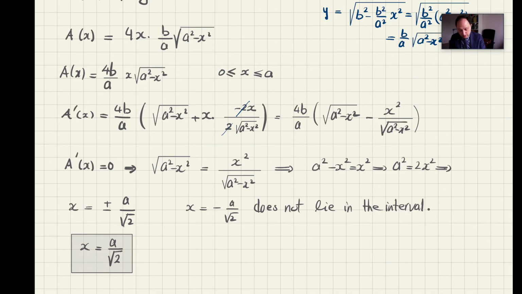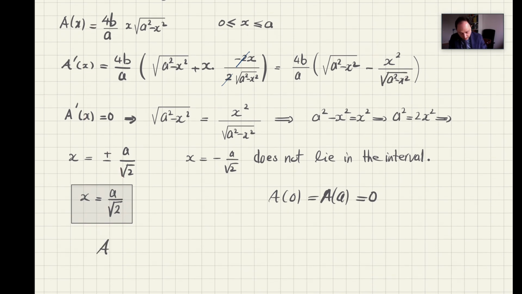But it is clear that if I calculate A of 0 or if I calculate A of a, both of them are equal to 0. Because if instead of x I put 0, everything vanishes. If instead of x I put a, again everything vanishes. So it is clear that I have to put this one here to find the maximum. So I calculate A at this number.